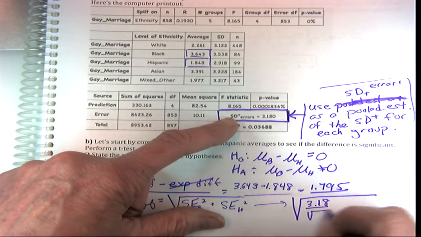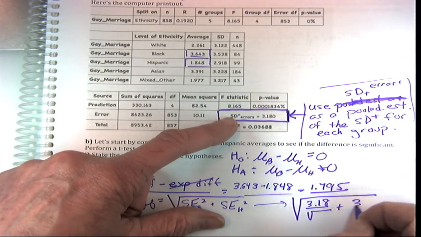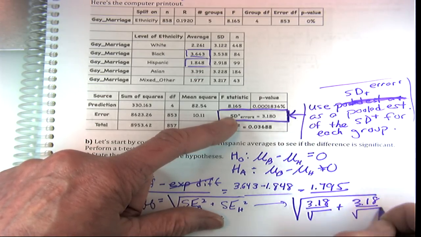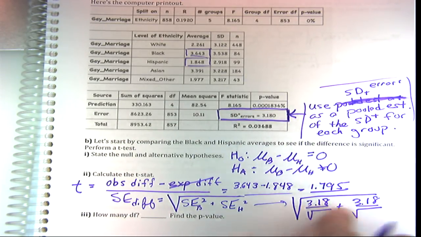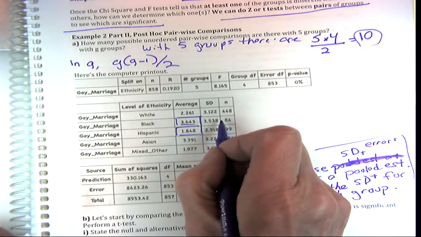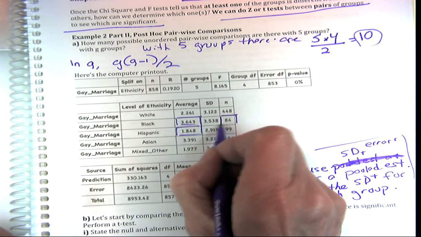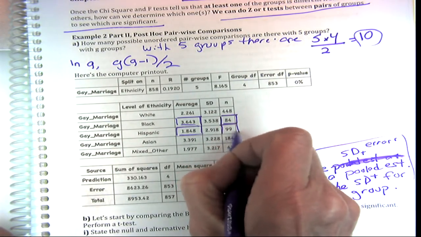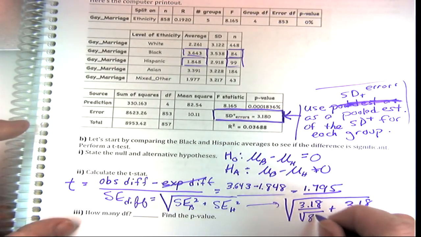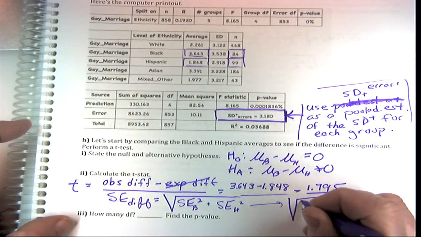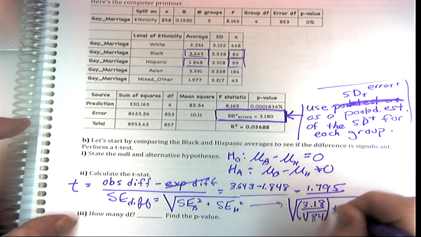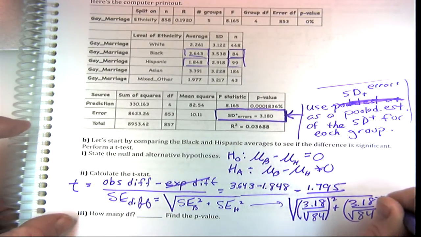3.18 over the square root of what? Plus for both of them. Now, one will be Black and one will be Hispanic, so we just have to put the n's in there. So we have to look up here and get our n's, 84 and 99. And I forgot to square them, right? So I better square them.